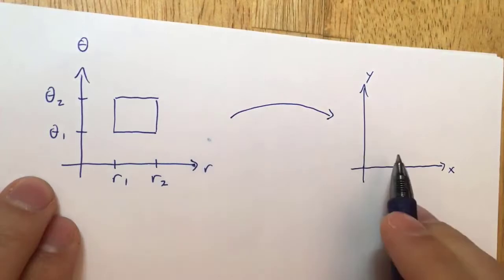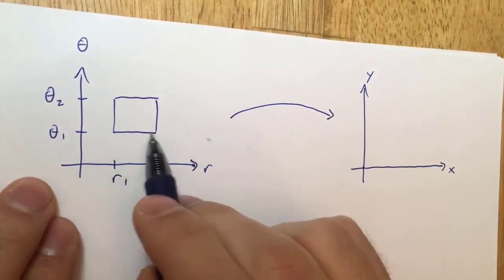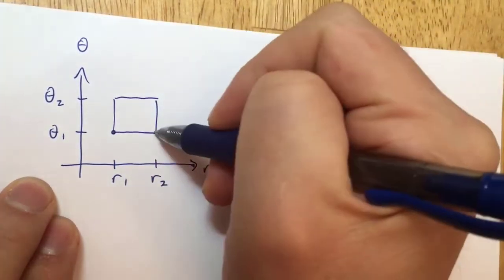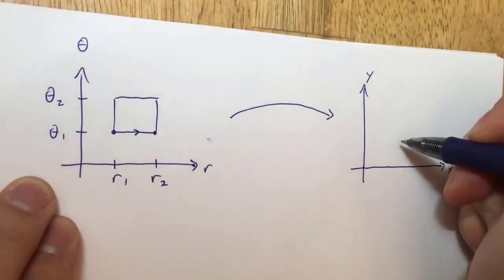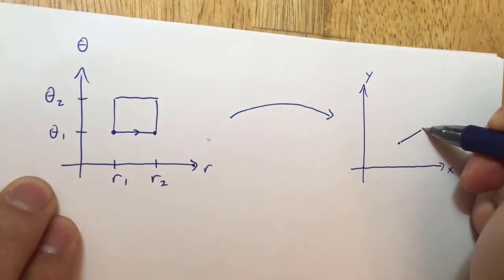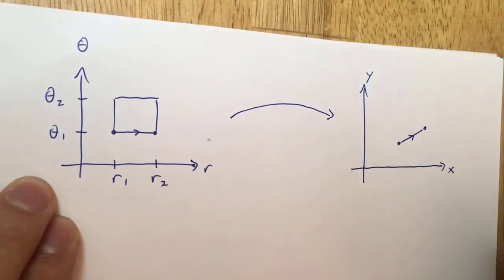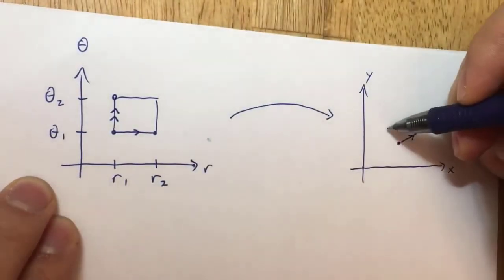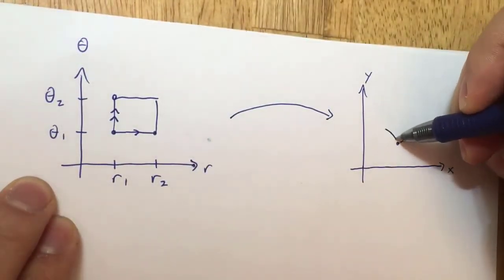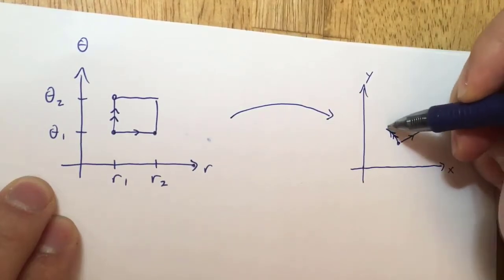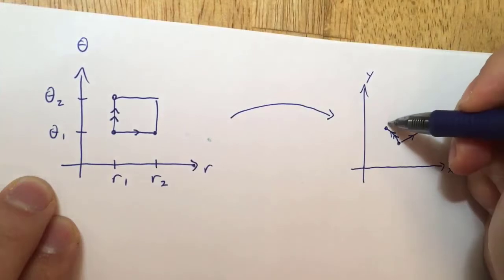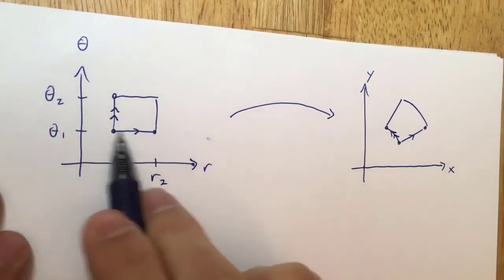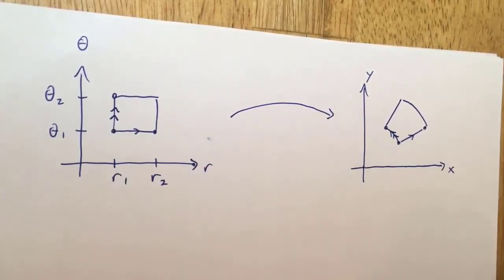Okay, so if this was polar and this was Cartesian, well, if r changes, that means I'm changing my radial distance from the origin. So going from here to here is like going from here to here. And then going from here to here, going up, changing theta, is moving along a circle, right? Because theta is an angle. So it's like moving from here to here. And what we end up getting here is a wedge shape. So this rectangle became a wedge in polar coordinates.